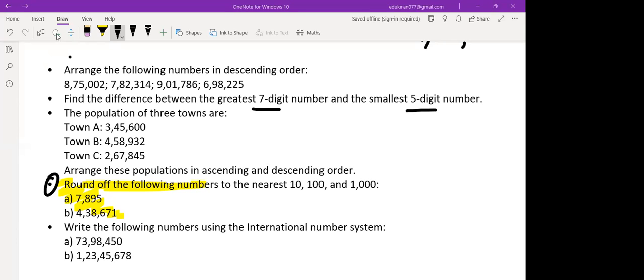Then I finished. Ma'am, in the round off, they're saying that we are supposed to round off to the nearest tens, hundred, and thousand. So we are supposed to do it for every single number? Yes. Okay.